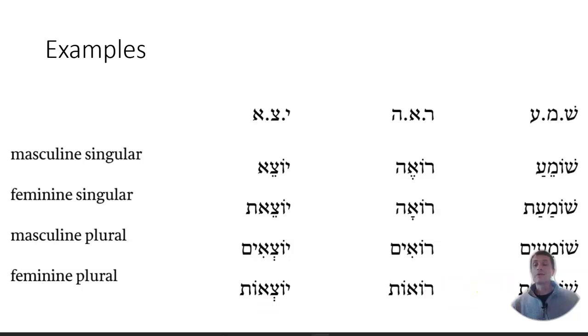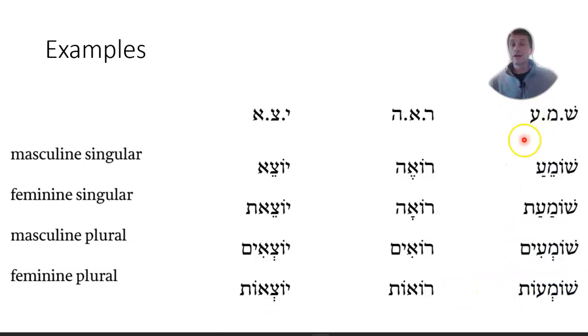Here are some more examples of some paradigm roots. This is from your textbook with some other roots. So we have like shema. Notice with that third guttural root, we get an extra kametz in there. Gutturals prefer A-class vowels, so you have like shomea. You still have that OA pattern, but there's that extra, what's called a furtive patach vowel there before the ayin, shomea, or shomaat, feminine singular, shomaim, shomaot.